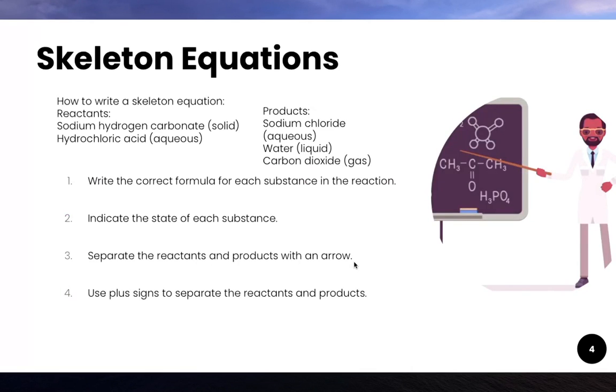Okay, so the first step in writing a balanced equation is knowing how to write a skeleton equation. Step one is to write the correct formula for each substance in the reaction, so the correct molecular formula. In this case, our reactants are sodium hydrogen carbonate and hydrochloric acid. So I will write the correct formula for each substance.